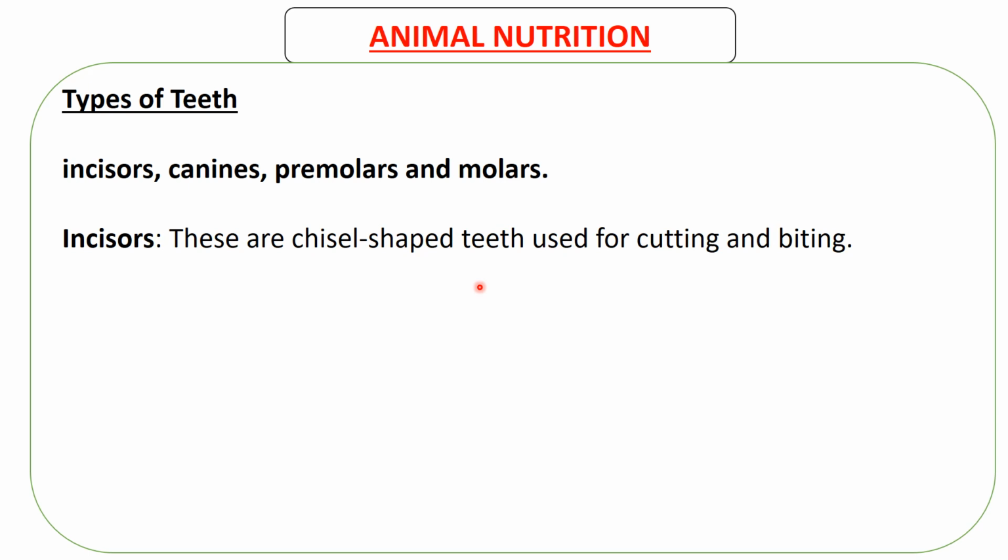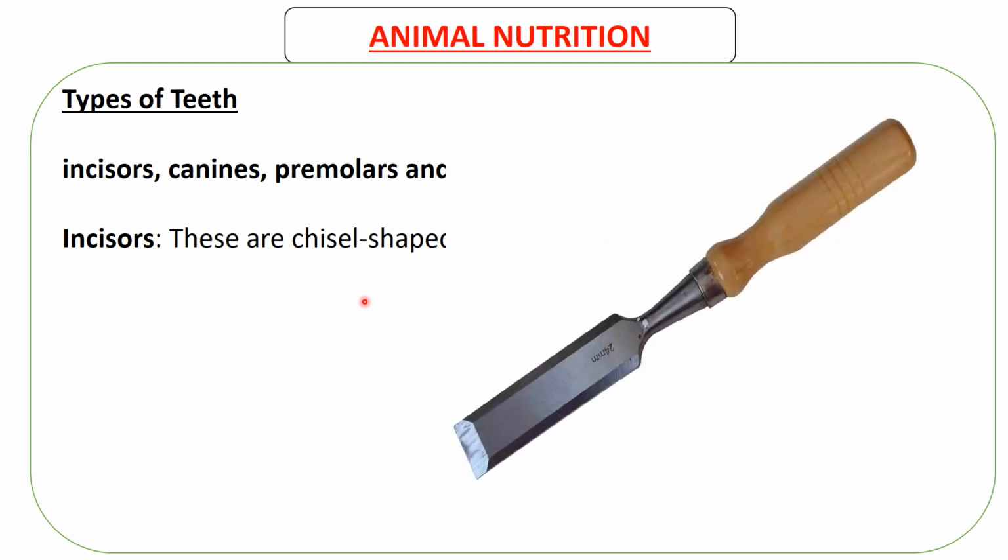Incisors are chisel-shaped teeth used for cutting and biting. I know most of my students have issues with the English. So what does it mean to be chisel-shaped? Chisel-shaped is to have this shape here. In short, they are the teeth in front of your mouth that, when you are eating shima, you use to cut the shima in parts.